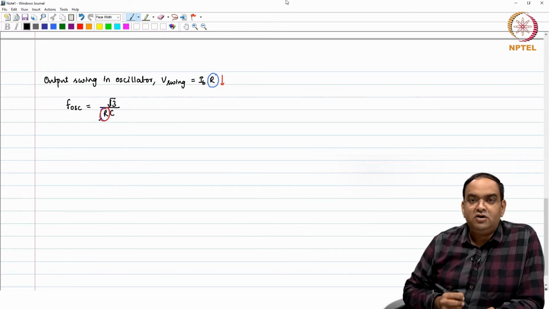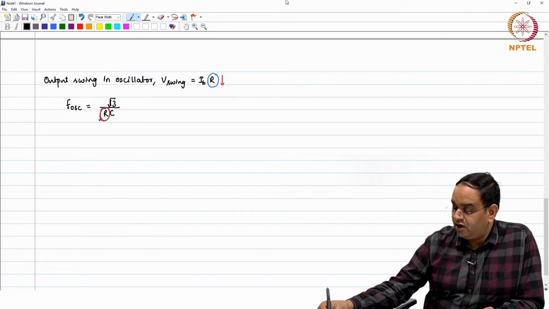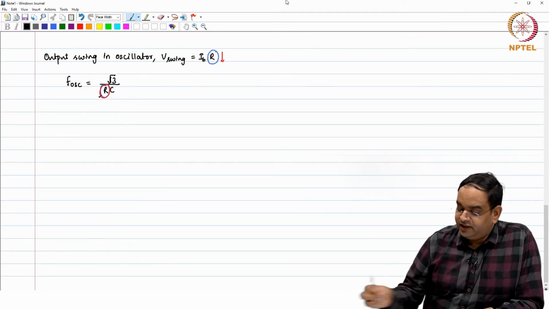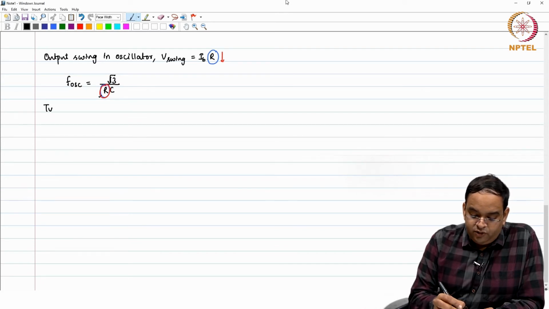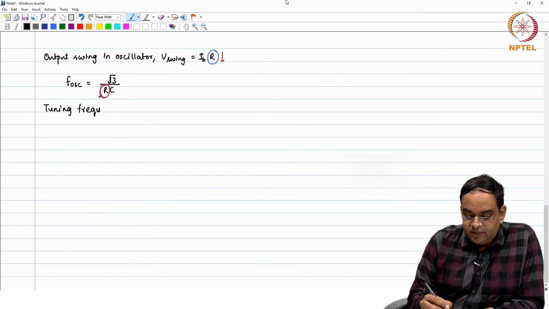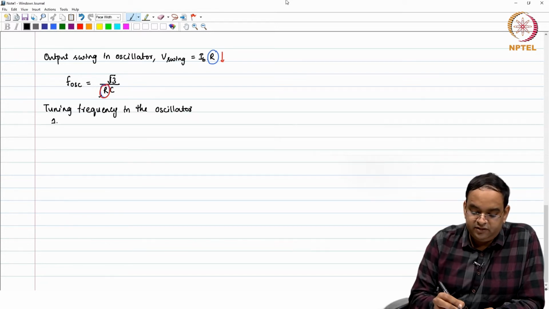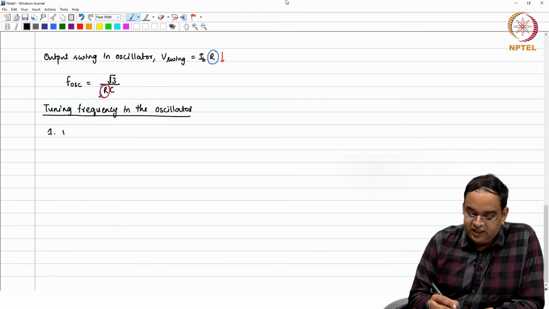Okay. So, the thing which we need to figure out at first is how we are going to change the frequency of the oscillator by varying the resistor. How are we going to vary the resistor? If I just say to tune the frequency in the oscillator by varying, you have two options. Okay. So, let us look at both the options. First one is, I will first vary the capacitor.